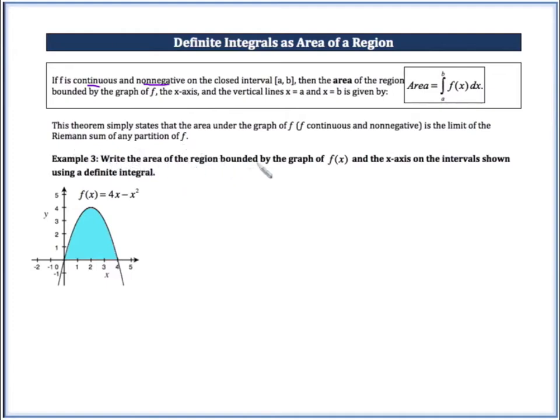So here, write the area of the region bounded by the graph of f of x and the x-axis on the interval shown using a definite integral. Okay, so first we want our limits of integration. This is going to be from 0 to 4, so the definite integral from 0 to 4 of our function, 4x minus x squared, with respect to x. And that's all we have to do. Now notice this was non-negative on the interval, so this will actually give us the area that we're looking for.